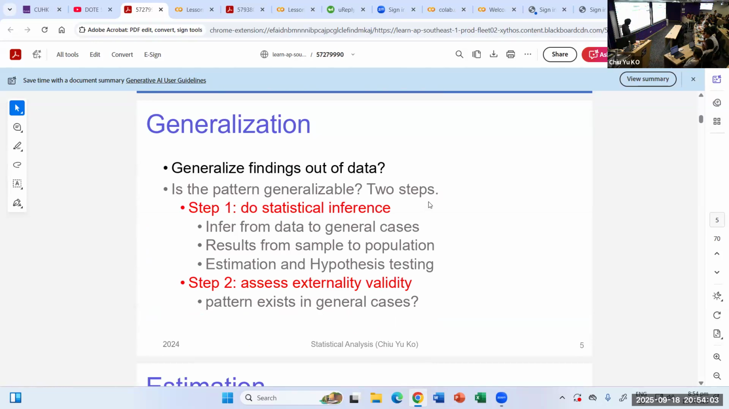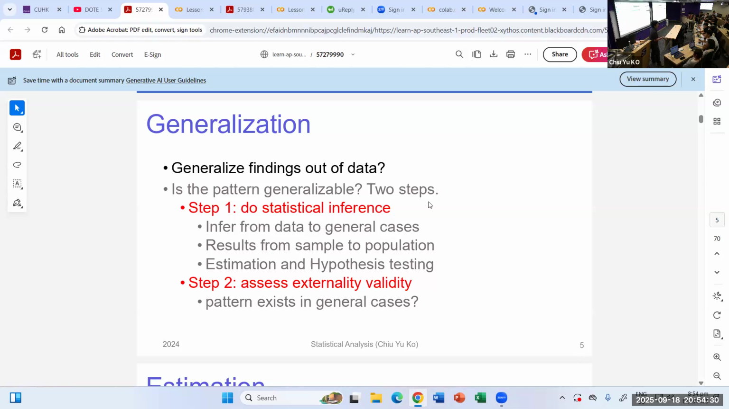This is step 1, right? Based on data, you want to generalize it. The next one is external validity: is the data that you get going to be useful for other settings? Because we're never sure. So you have to use your judgment and your expert domain knowledge to see whether it applies. This is statistics.